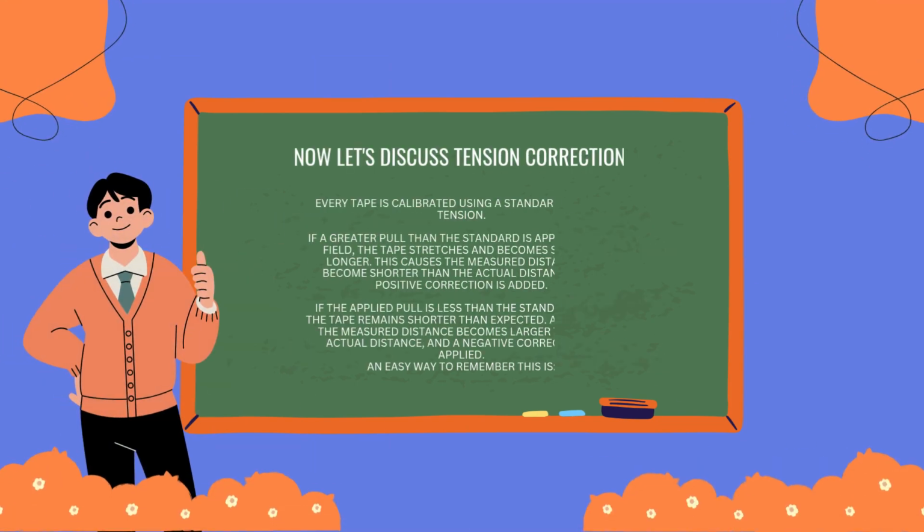Now let's discuss tension correction. Every tape is calibrated using a standard pull or tension. If a greater pull than the standard is applied in the field, the tape stretches and becomes slightly longer. This causes the measured distance to become shorter than the actual distance, so a positive correction is added.